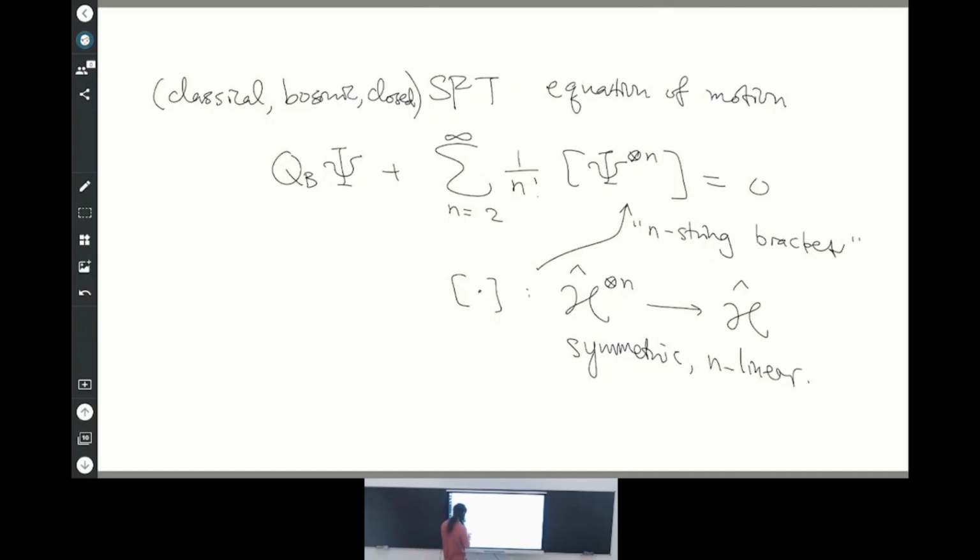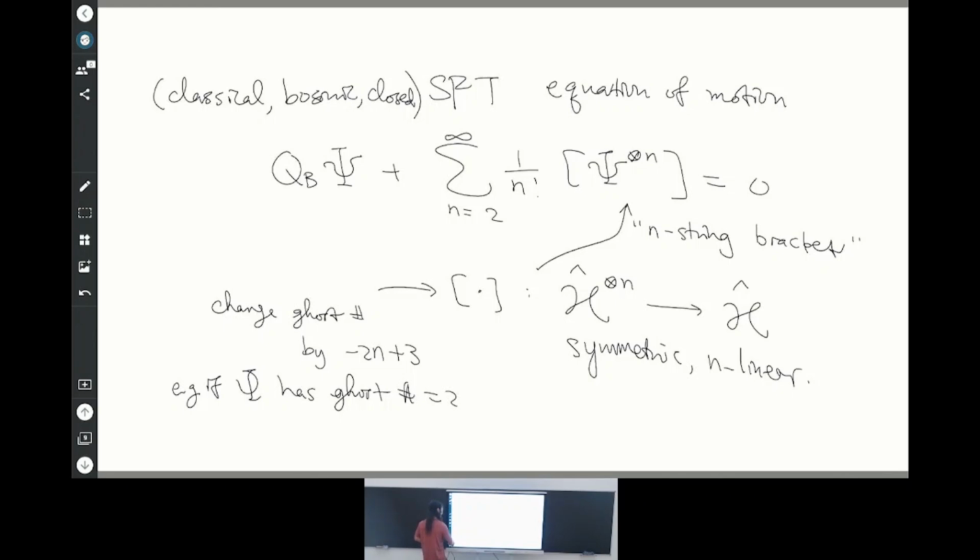Before saying that, let me just say that this bracket is supposed to change the Gauss number by minus 2n plus 3, and you can verify that if psi has a Gauss number equal to 2, as in the previous example of this string field, then every term in this equation will have Gauss number 3. So all the terms have the same Gauss number, and this equation would be non-trivial. The equation of motion has Gauss number equal to 3.